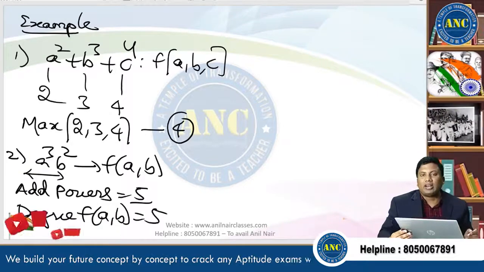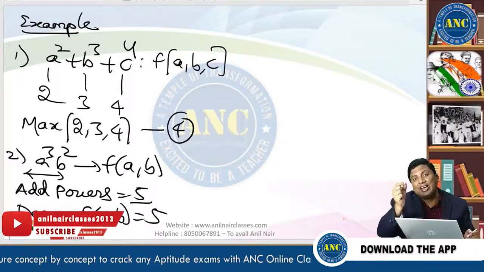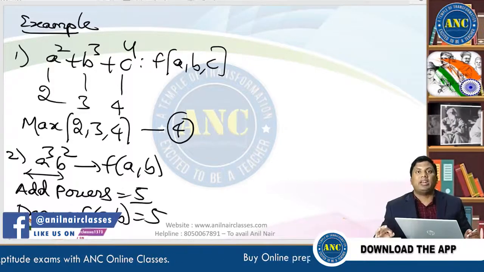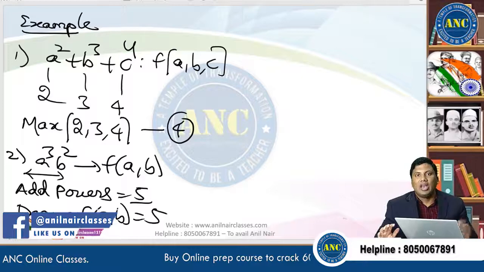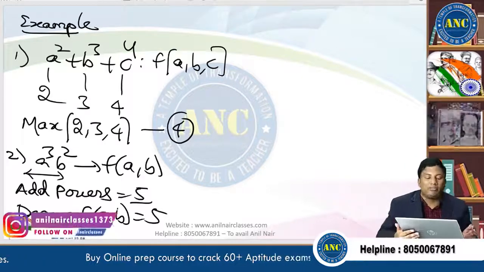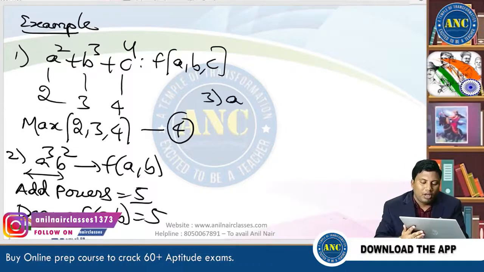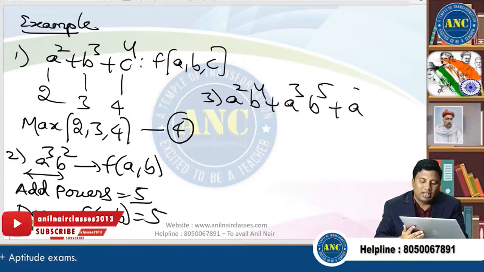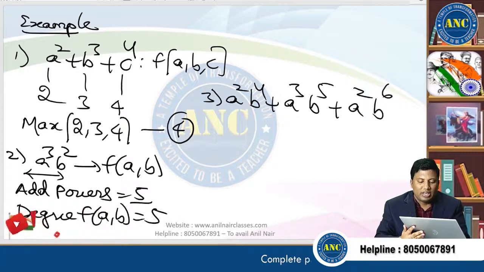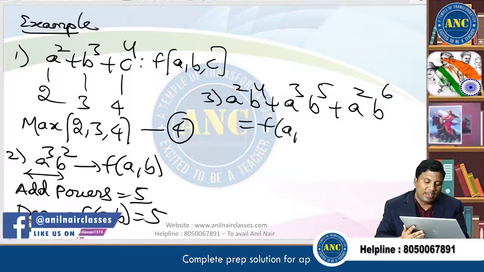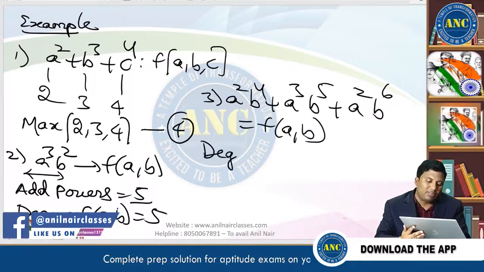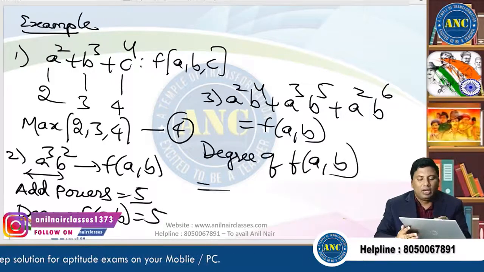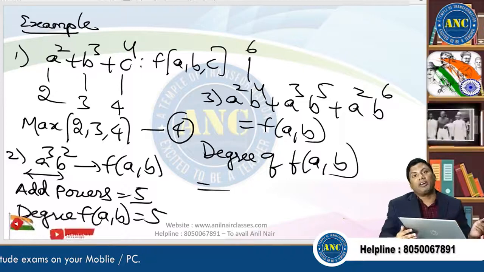I hope it is clear. If only one variable is there, that power will become the degree. If more than one variable is there in a particular term, add the powers, that will become the degree of that particular term. A square b power 4 plus a cube b power 5 plus a square b power 6. If I take it as a function of a comma b, what is the degree of the function a comma b? Degree of the function a comma b, there are two different variables.